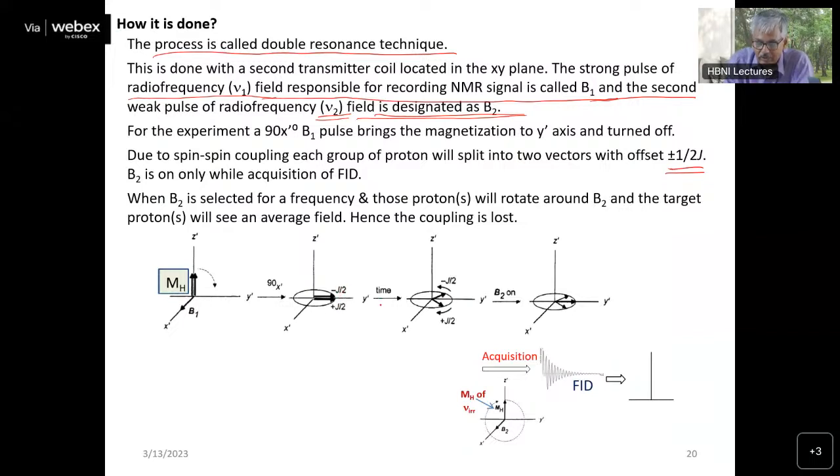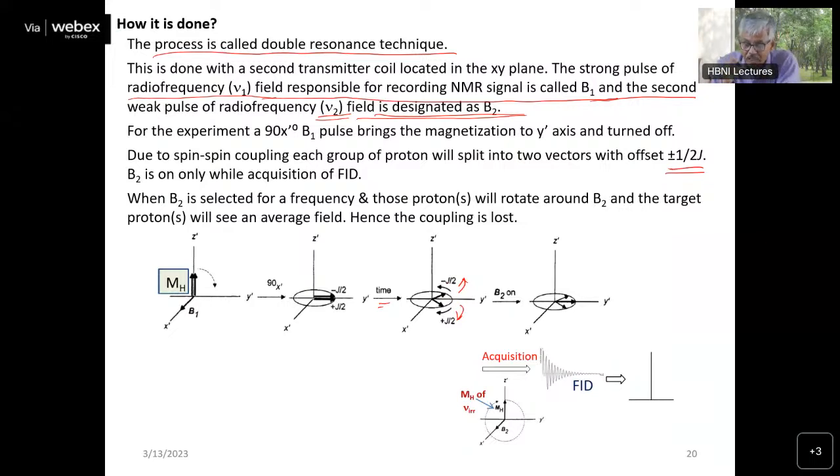y-dash axis, and now you are giving a small time, so that because they are coupled to each other, one will be moving slowly and the other will be moving fast, but this will be equal. The relative motion will be the same, one in clockwise, another in anti-clockwise.